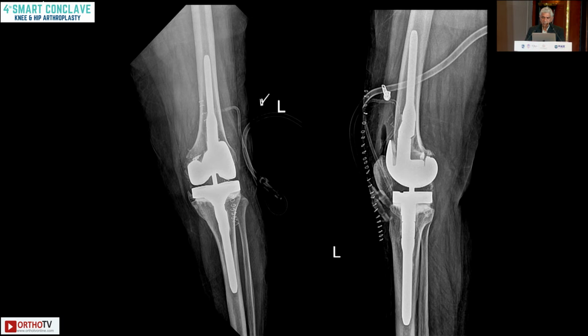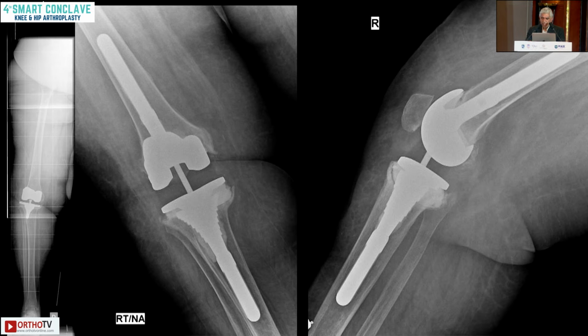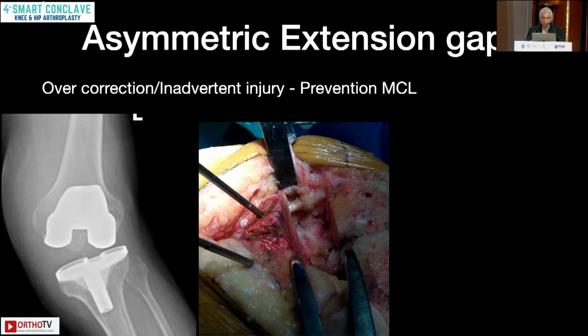Now, this is when the patient came to you late, and you can see that there is a tilting of the tibial component. Again, the same thing has happened, that the medial side has not been corrected well, which has led to tightness of the medial structures and loosening of the implant. So this was corrected obviously with a full revision where sleeves were used. Of course, that is used basically because of the bone loss.